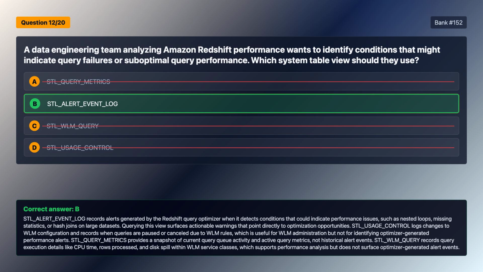STL_USAGE_CONTROL logs changes to WLM configuration and records when queries are paused or canceled due to WLM rules, which is useful for WLM administration, but not for identifying optimizer-generated performance alerts. STV_QUERY_METRICS provides a snapshot of current query queue activity and active query metrics, not historical alert events. STL_WLM_QUERY records query execution details like CPU time, rows processed, and disk spill within WLM service classes, which supports performance analysis but does not surface optimizer-generated alert events.